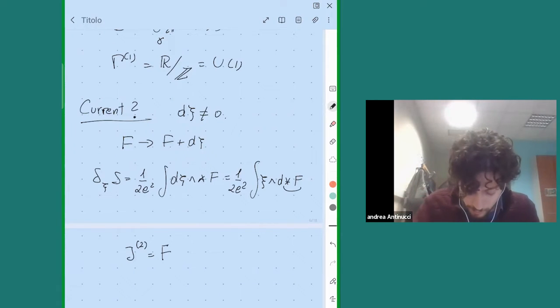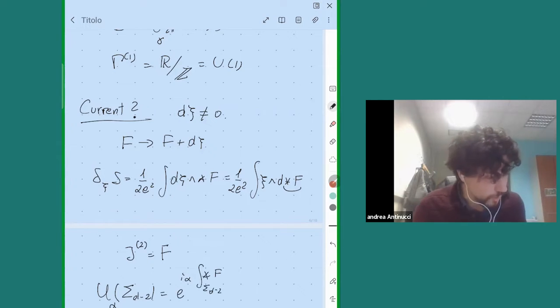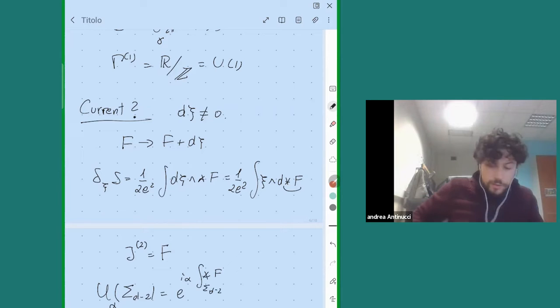Good. But then, as I told you before, with a current, we can construct a topological operator, and we can do the same here. The only difference is that the topological operator will not be of codimension 1, because I have to integrate star f, and star f is a d minus 2 form. So the topological operator will be of codimension 2. Is the integral of star f on a codimension 2 surface, right?